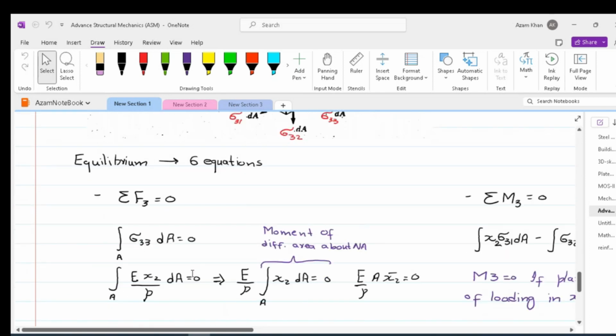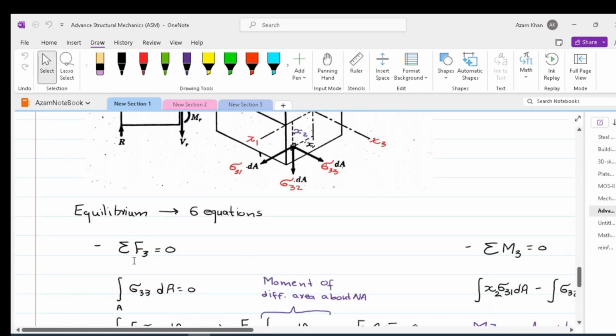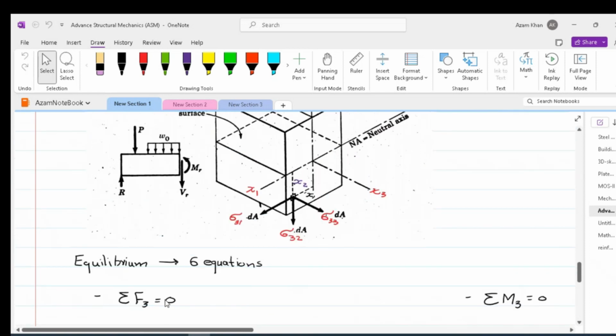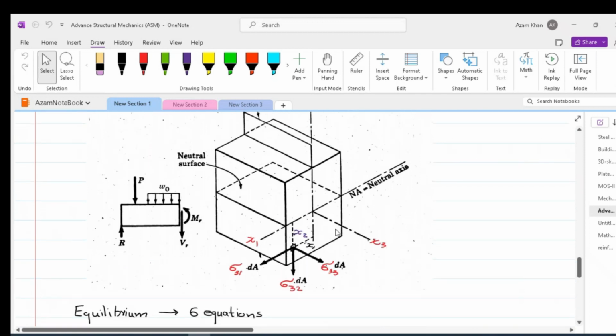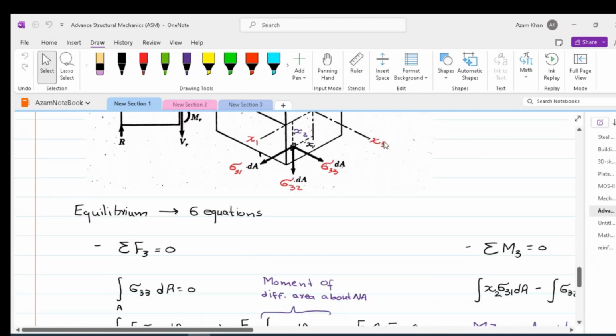Now, let us apply the equilibrium equations. We start with the first equation, which is summation of all the forces in F3 direction must be equal to 0. This equation is saying that the externally applied forces must equal to internally applied force. The externally applied forces are 0. There is no external load applied in X3 direction. So we get 0 on the right hand side.